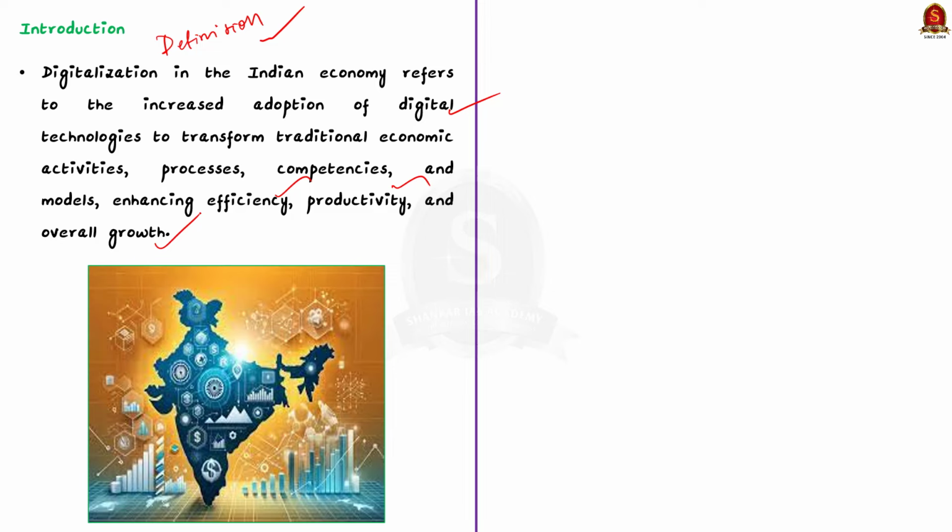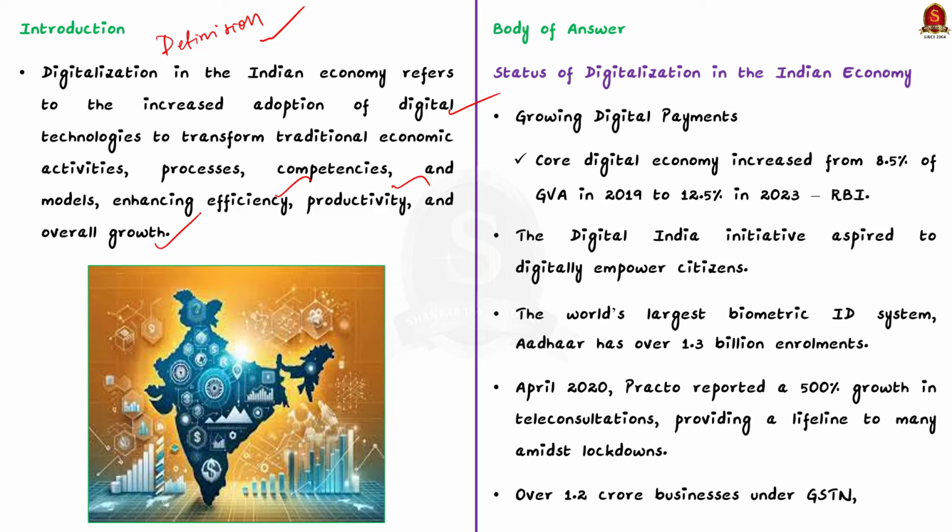Now moving on to the body part. Here we have to address 3 parts, as I said earlier, and note that every part of the body needs to be substantiated with examples and data if possible. So the first part, status of digitalization in Indian economy. Firstly, we can talk about growing digital payments.